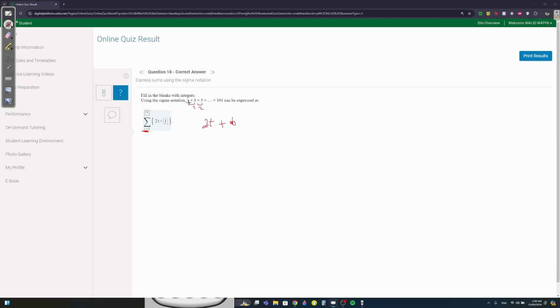It should be a1 minus the difference. But in this case, we're not working with an arithmetic progression. We're working with summations, sigma. Okay? So what do you do after you get this 2t plus b?